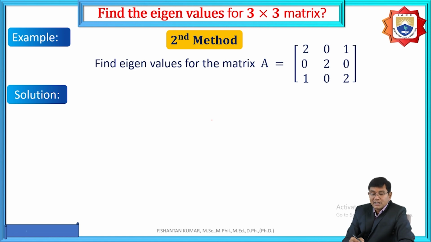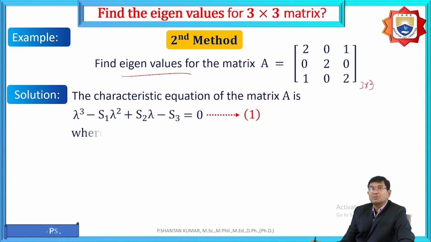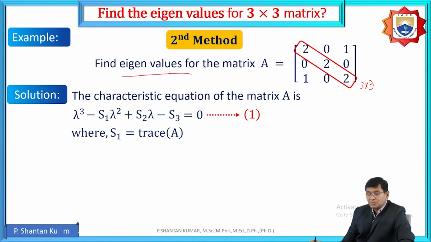Find the eigenvalues of this 3 by 3 matrix. Here also, lambda cube minus S1 lambda square plus S2 lambda minus S3 is equal to 0. Here S1 is the trace of the matrix. As you know, the trace is nothing but the sum of the diagonal elements: 2 plus 2 plus 2, the value is 6.